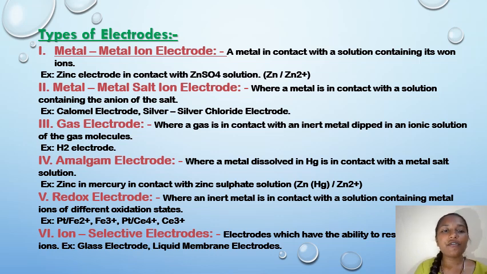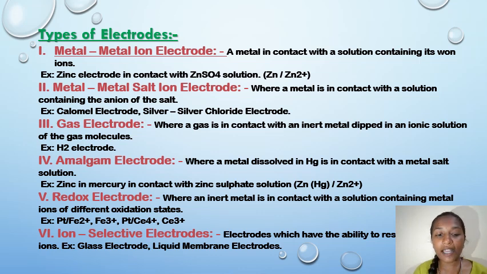Let us study types of electrodes. First is the metal-metal ion electrode, where a metal is in contact with a solution containing its own ions. Example, the zinc electrode in contact with the zinc sulfate solution, which we have seen in a galvanic cell. Second is the metal-metal salt ion electrode, where a metal is in contact with a solution containing the anion of the salt. Example, the calomel electrode. Third is the gas electrode, where a gas is in contact with an inert metal dipped in an ionic solution of the gas molecules. Example, the H2 electrode or the SHE electrode.